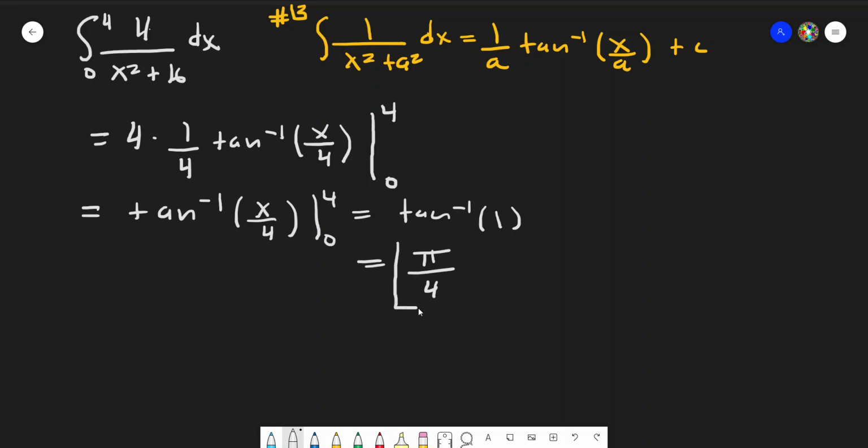So there's our area, or solution to the definite integral, without using integration by parts, or without using a u substitution, or without even using a trigonometric substitution.